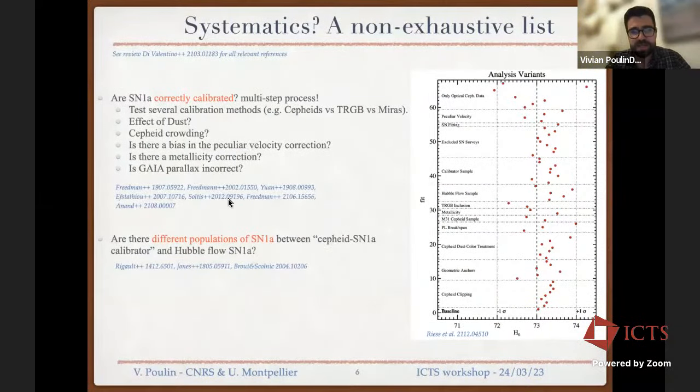So all of those are things that have been studied. And also, one could imagine something perhaps more drastic, that there are different populations of supernovae. Maybe supernovae are not exactly standard candles. Maybe the luminosity is different for different populations. In particular, maybe the supernovae found in galaxies that also host Cepheids, which are known to be galaxies with a lot of star formation, may be different from the supernovae that you find in the Hubble flow at much larger redshift. So these are the typical questions that people have asked.